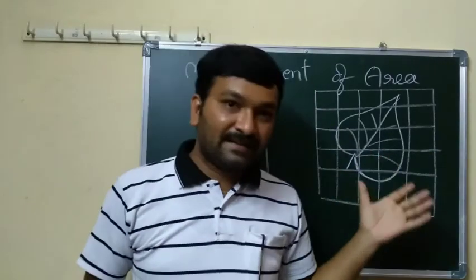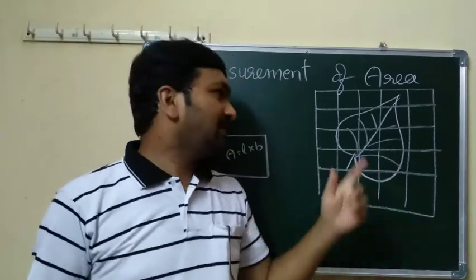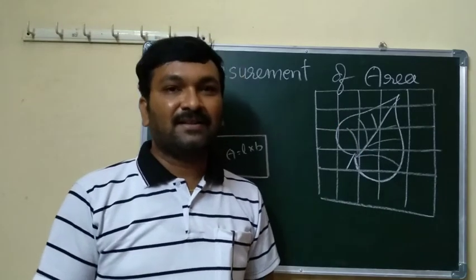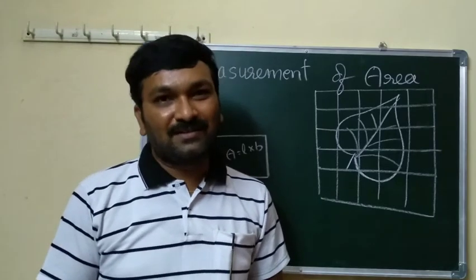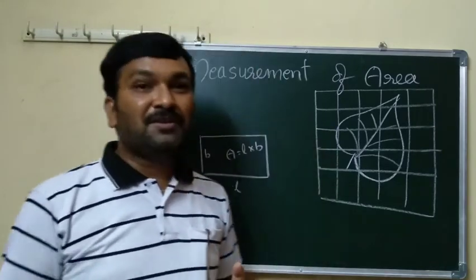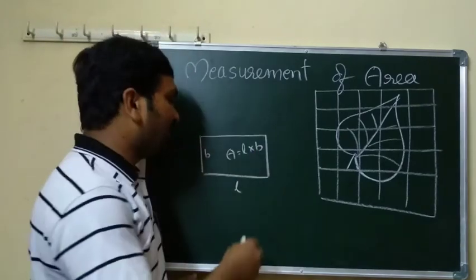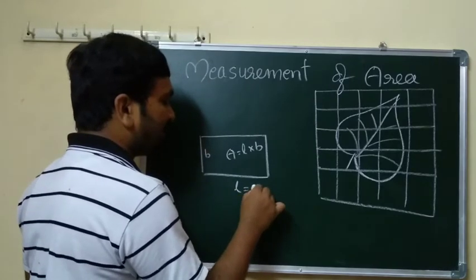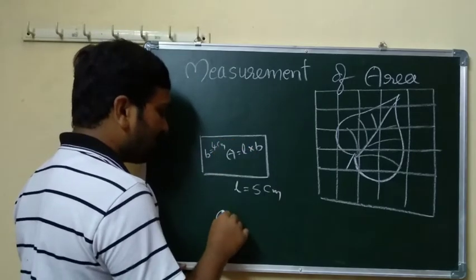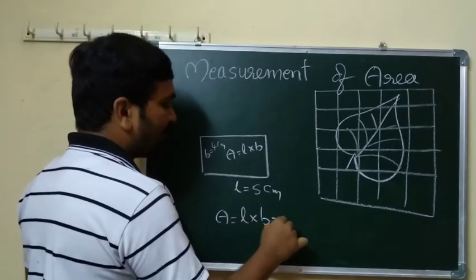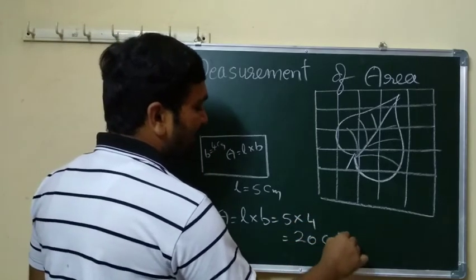When we take the figure on the graph, the boxes, meaning squares, that are more than half covered will be counted, and we say the area approximately, not accurately. Here the units: suppose length is in centimeters. Suppose length equals 5 centimeters and breadth equals 4 centimeters. So area will be length into breadth, that is 5 into 4, so 20 centimeter square.